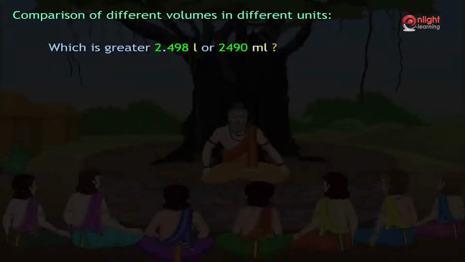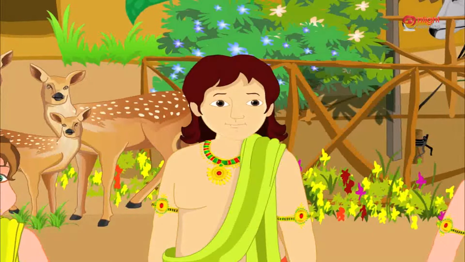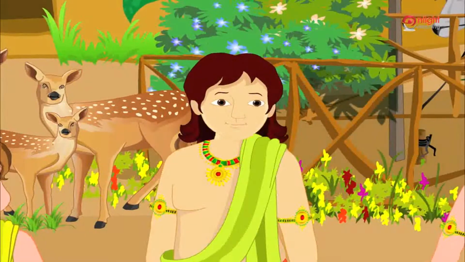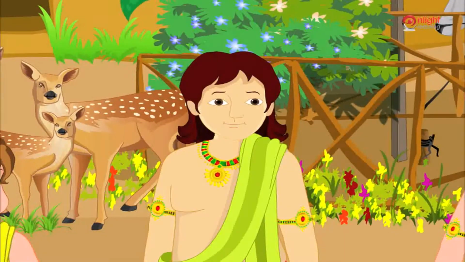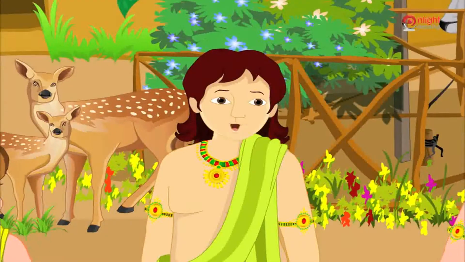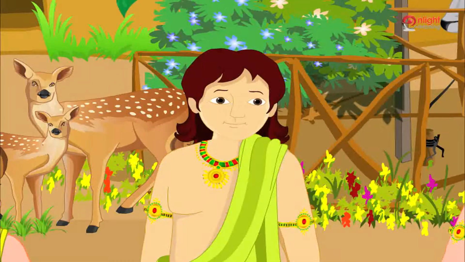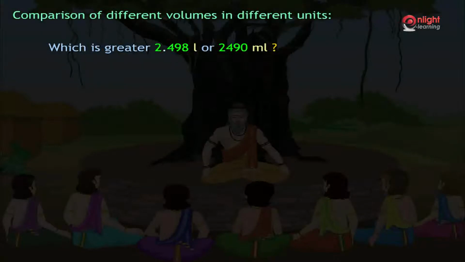Duryodhan, which is greater, 2.498 liters or 2490 milliliters? When comparing the volumes of things that are expressed in different units, it is necessary that we express them into a unit that is common. In this case, let us consider liters.